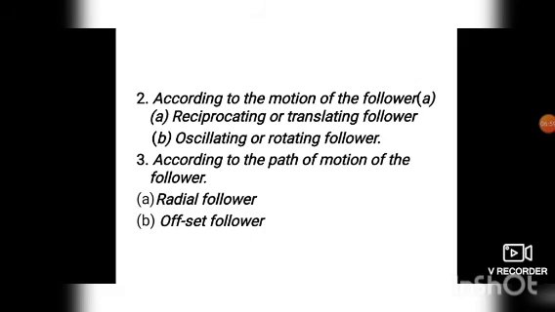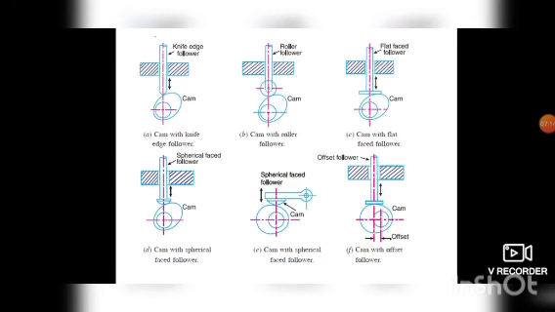Then lastly, according to the path of the motion of the follower, first one is radial and second one is offset. When the motion of the follower is along an axis passing through the center of the cam, it is known as a radial follower. The followers shown in figures A, B, C, D and F are radial types of follower, because here the axis of the follower is passing through the center of the cam.